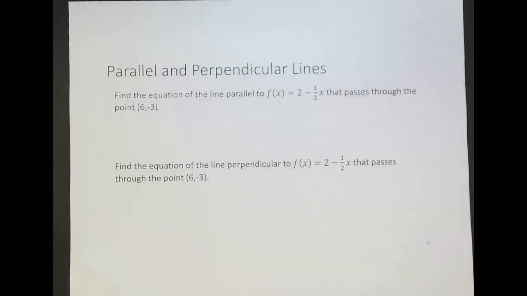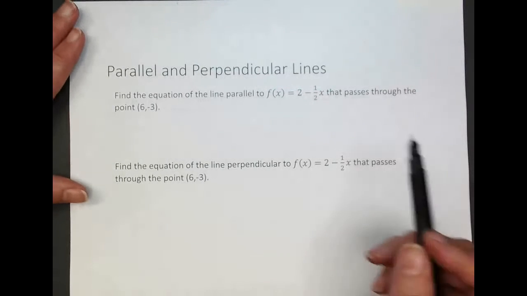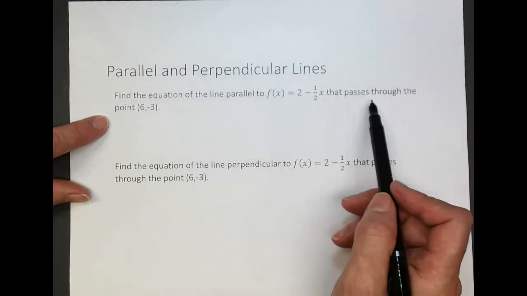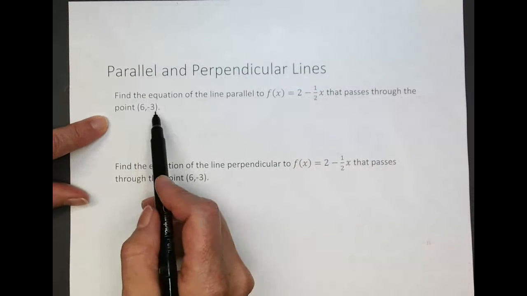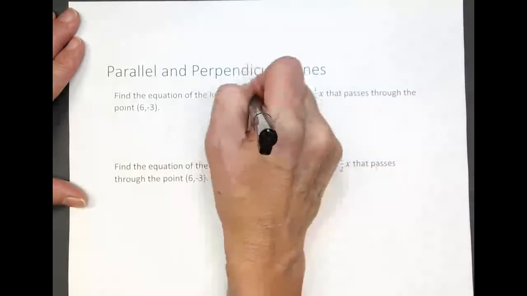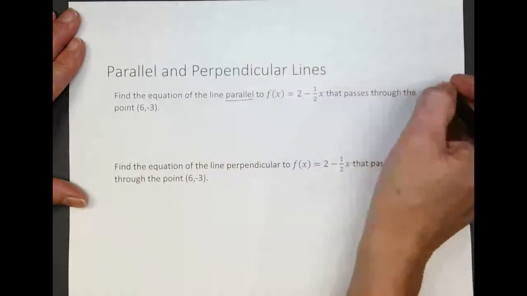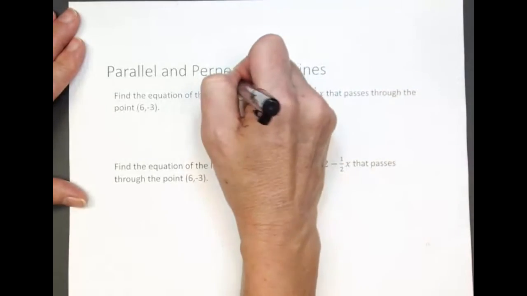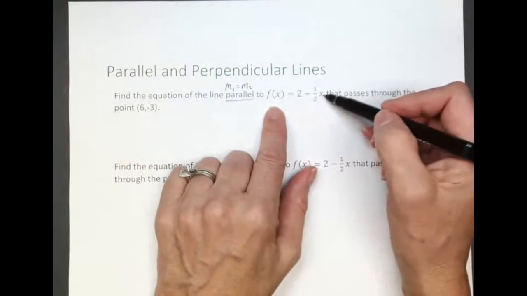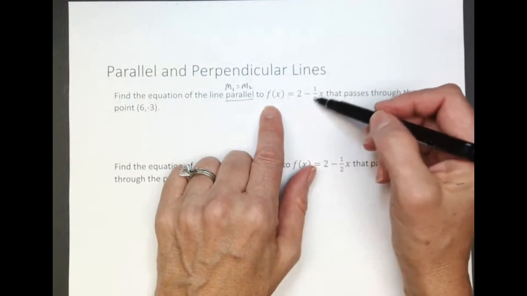All right, let's look at some examples. Say we want to find the equation of the line that's parallel to this given function f of x that passes through the point (6, -3). All right, well, if it's parallel, that means the slopes will be the same, right? M1 equals M2. What is the slope of this first line? Looks like it's negative 1/2.